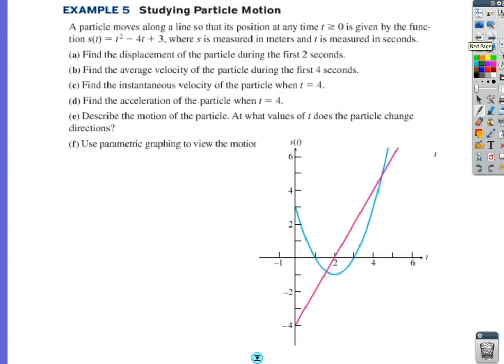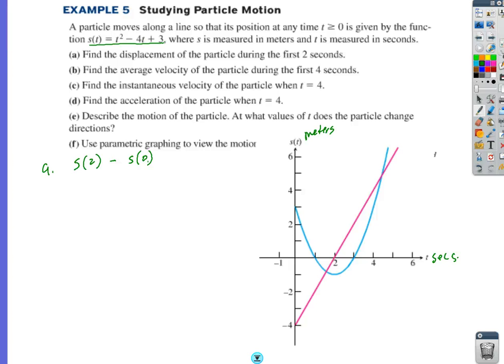Okay, this next example, it says a particle is moving along a line, so its position at any time t is given by this function, again, position, where s is measured in meters and t is measured in seconds. So if you want to, always label this meters, and this is in seconds. Find the displacement of the particle during the first 2 seconds. So for part A, displacement for the first 2 seconds, I want to find s of 2 and subtract out s of 0, because that's where it went in those 2 seconds, and that's what displacement is. The displacement is the change in position over that time interval.